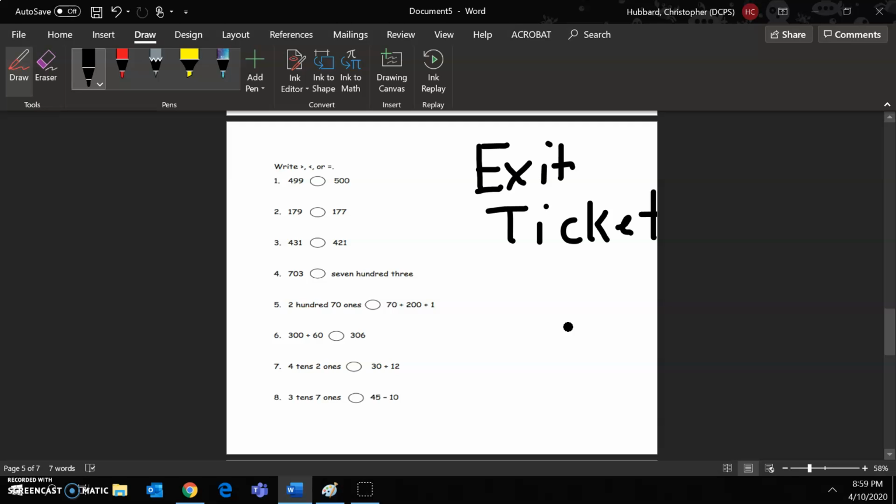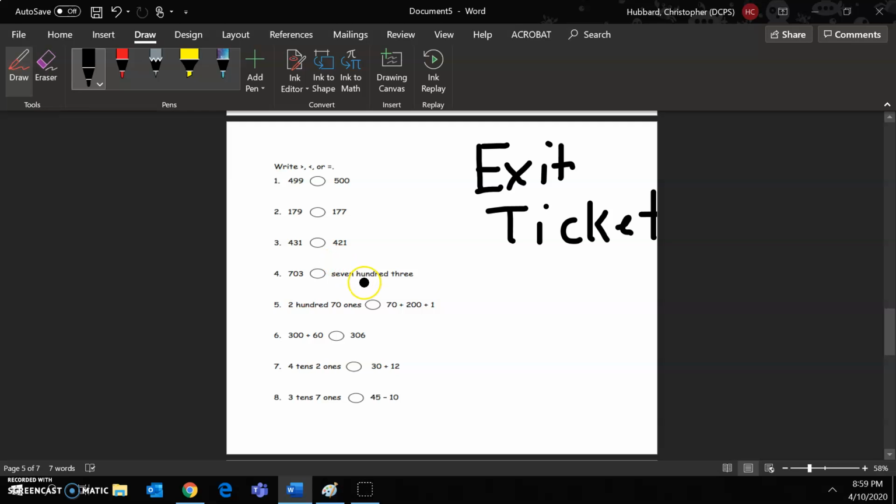All right. Grab a fresh sheet of paper because now it's time for your exit ticket. On each of these problems, you are going to use the symbols that we have been using. Greater than, less than, or equal to. You'll look at each problem and you'll figure out which number is greater. And then you'll write your symbol. The smaller number always eats the bigger number.